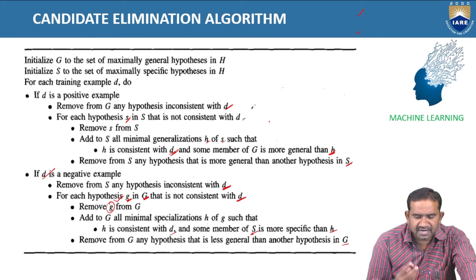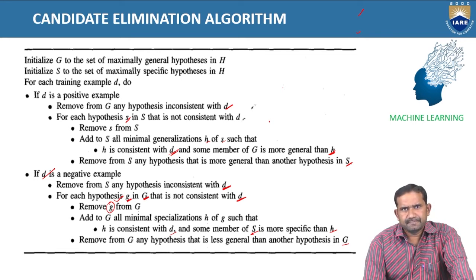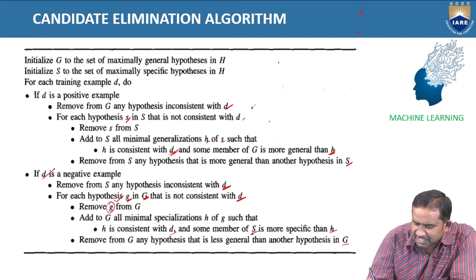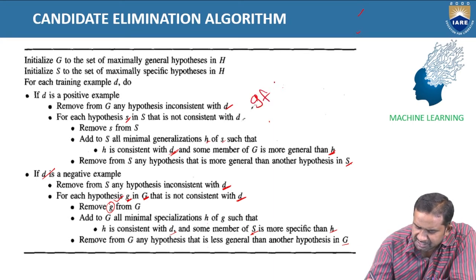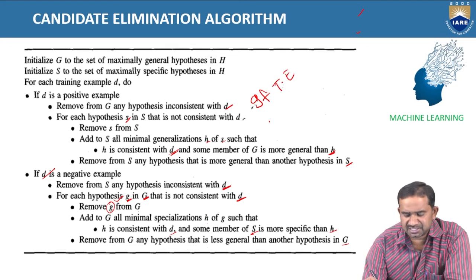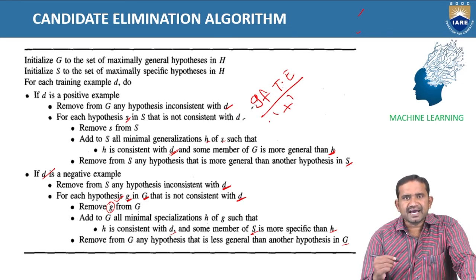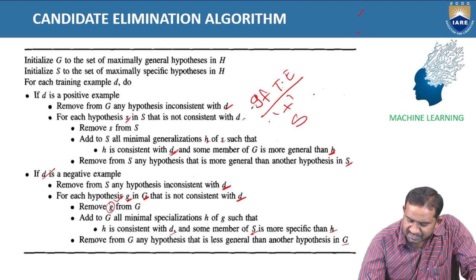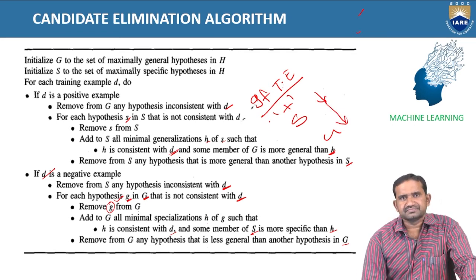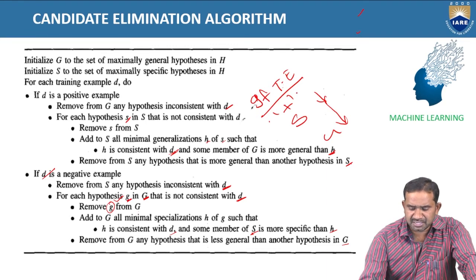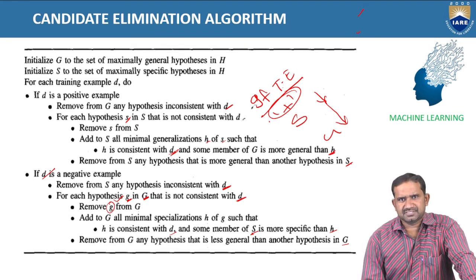When you observe this algorithm, if the training example is positive, we move from the specific hypothesis to the generalized hypothesis. If the training example is positive, we start with the specific hypothesis and move towards the general hypothesis.